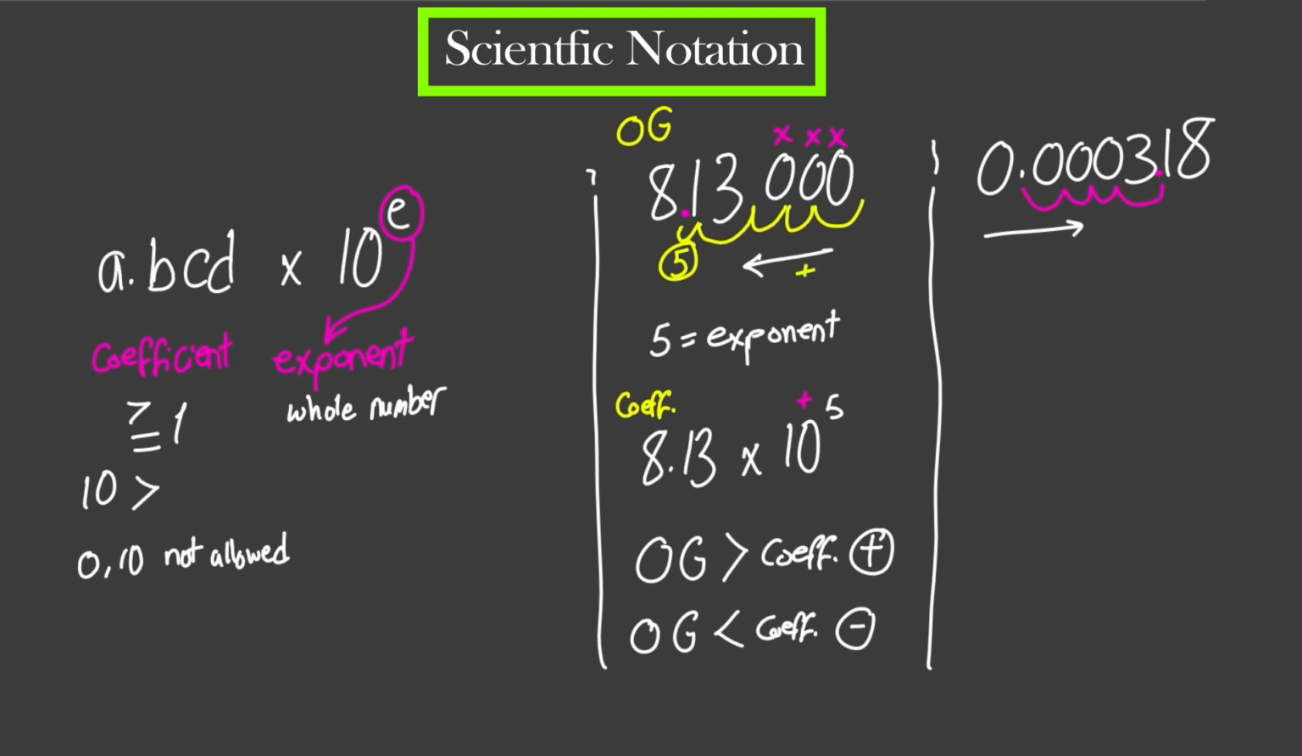In this example, it's negative, because first, the original number is less than the coefficient that we found. And the second thing is that we headed to the right direction. Performing the same steps as before, this number will be 3.18 multiplied by 10 to the power of negative 4.